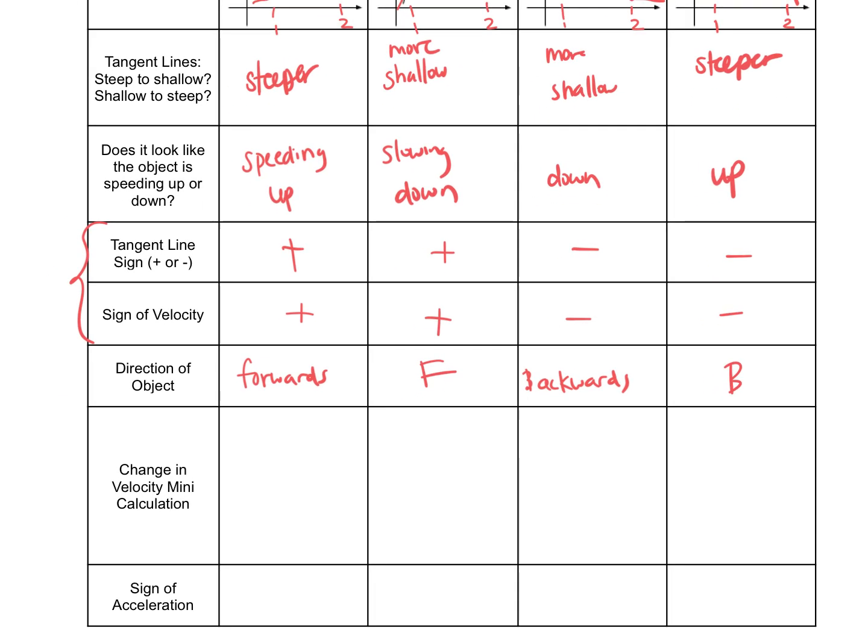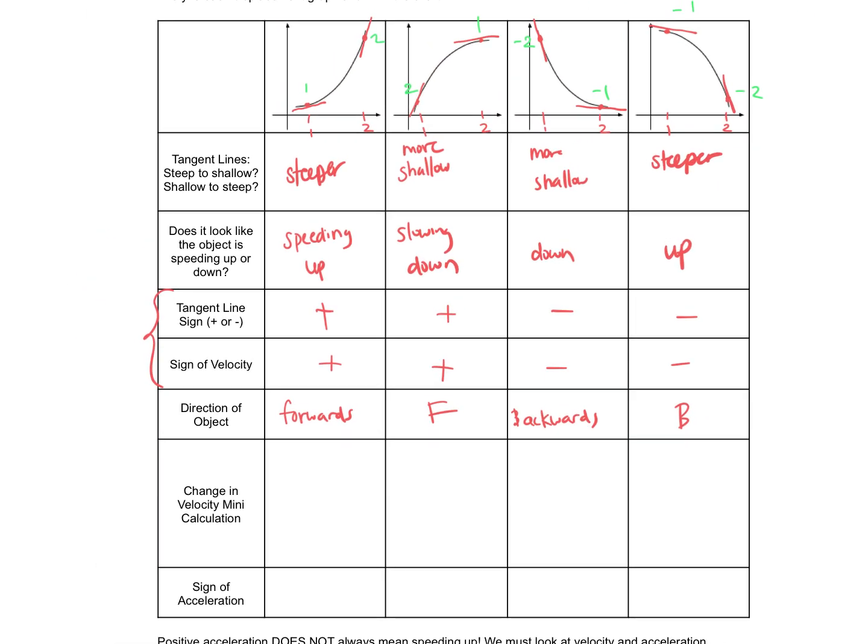Okay. Just going to zoom out a little bit here. So our points are (1, 1) and (2, 2). So my slope is 2 minus 1 over 2 minus 1. That's 1 over 1. So positive acceleration here. Then for the next one, I have (1, 2) and (2, 1). My slope, 1 minus 2 over 2 minus 1. That's negative 1 over 1. So the sign of acceleration here is negative.